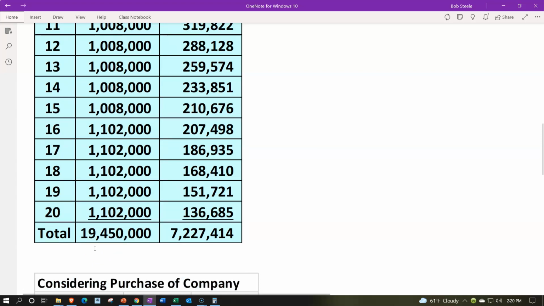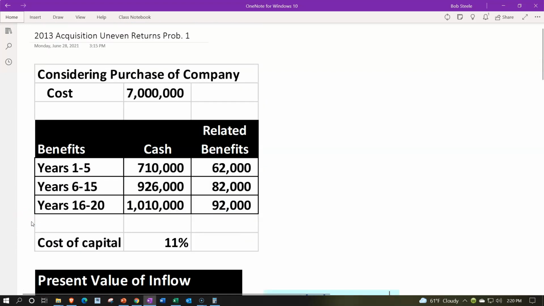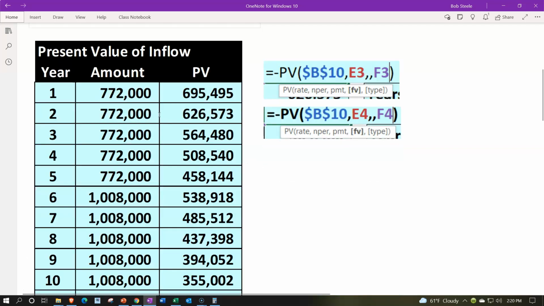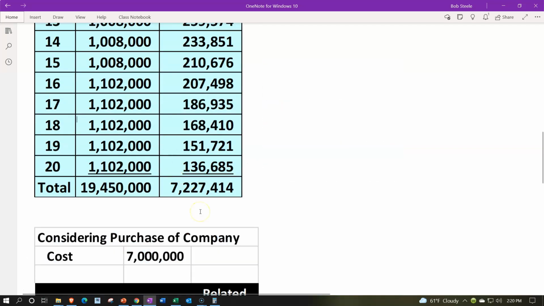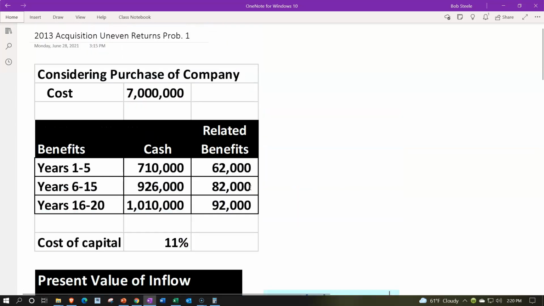19,450,000 if we didn't take into account time value of money for 20 years, which is much greater than the purchase price of $7 million. But of course, that's 20 years out. We got to take into consideration time value of money, which if we do at 11%, if we sum up the present value column, we're at the 7,227,414 in terms of the inflow as compared to the outflow of the 7 million.